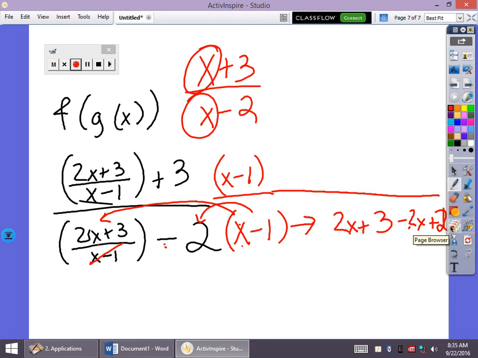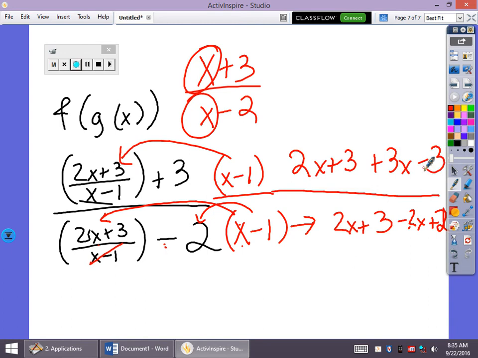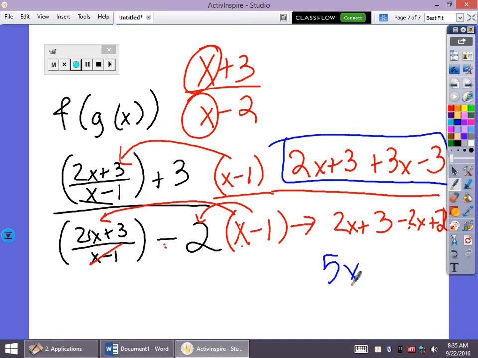Okay. So now we're going to distribute up here. What does that give me? 2x plus 3 plus 3x minus 3. Okay. Good. Now, let's clean up the numerator. What's the numerator cleaned up? 5x, because this cancels this. Okay, clean up the denominator. What cancels? 2x is canceled, leaving me with 5. What is 5x divided by 5? X. We are halfway done the problem. Yes. So this is f of g of x.